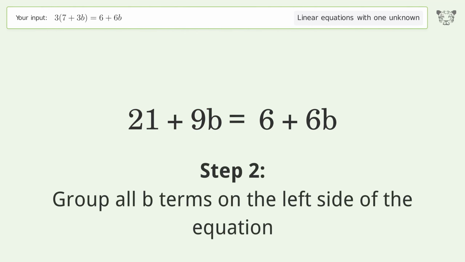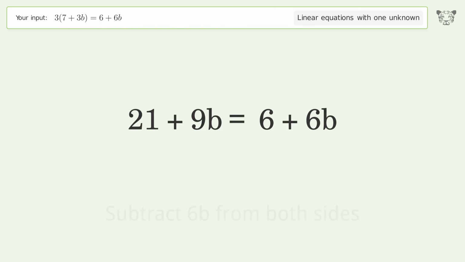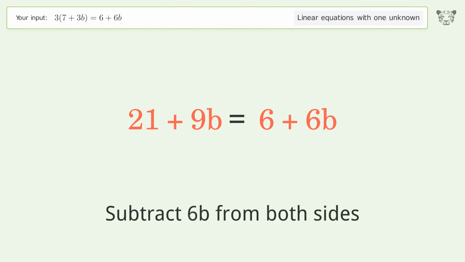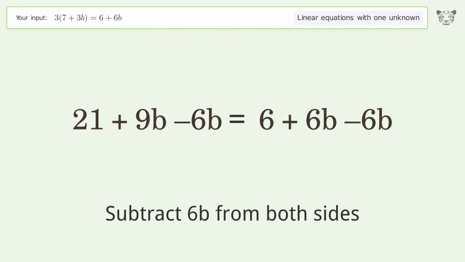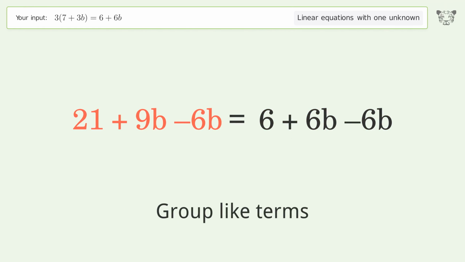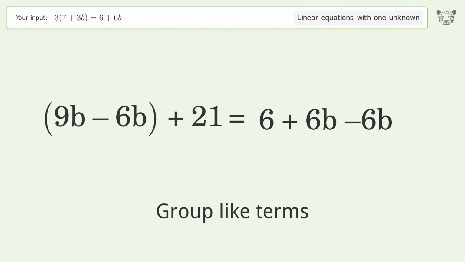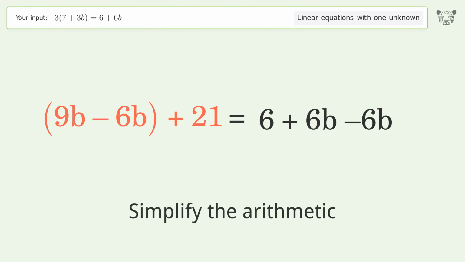Group all b terms on the left side of the equation. Subtract 6b from both sides. Group like terms. Simplify the arithmetic.